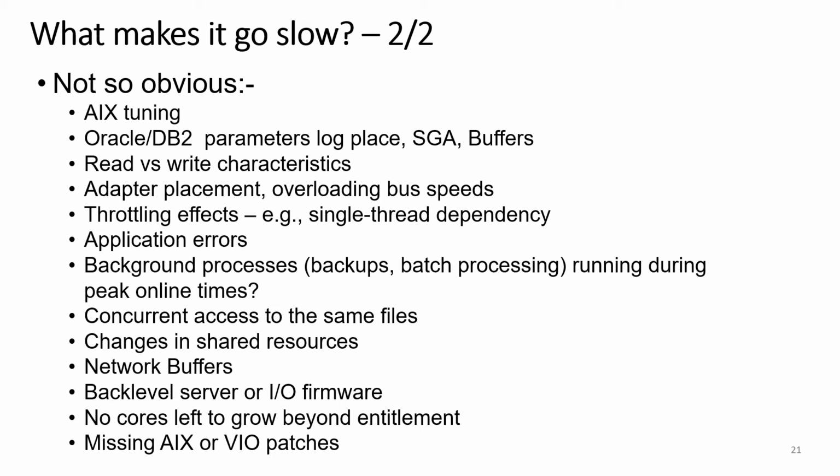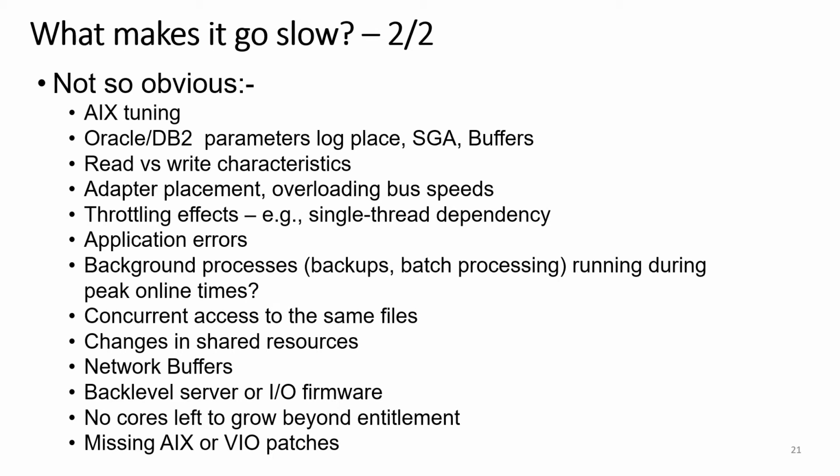One of the things that does cause problems in the power systems is what we call throttling effects. If you have an application that is single-threaded or actually has a single-thread dependency, you need to watch out for those. And then, of course, there's things like application errors and background processes, a whole bunch of people trying to access the same files, shared resources, network buffers. There's a number of different things.